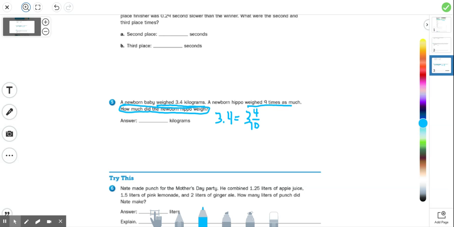Now, that doesn't give us the answer for how much the hippo weighs. It just tells us how much the baby weighs in fraction form. So we're going to have to take 3 4/10 and multiply it times 9. So one way to do that is simply to break the 3 4/10 up into two parts. Take the 3 and multiply it times 9, and then take the 4/10 and multiply it times 9. So let's do that.